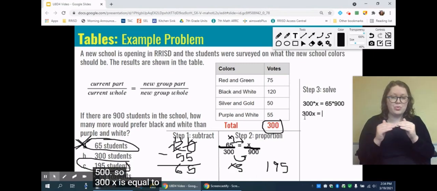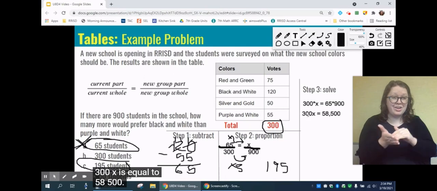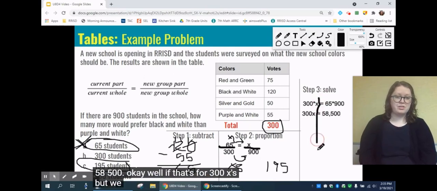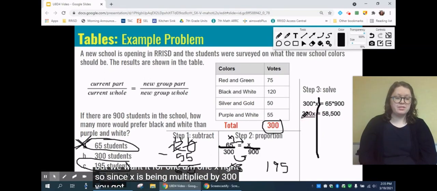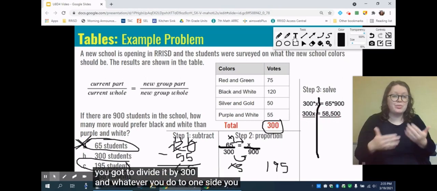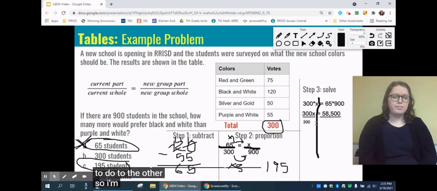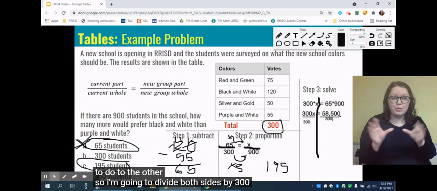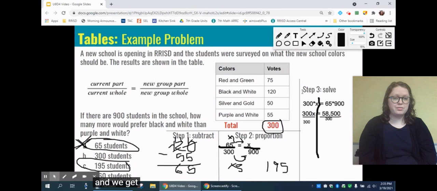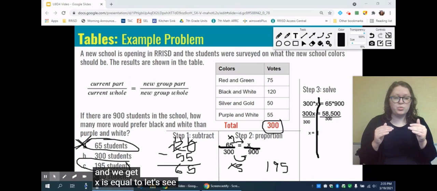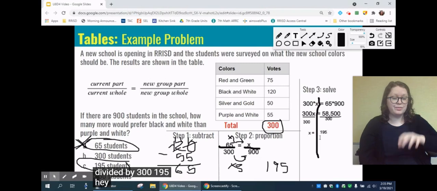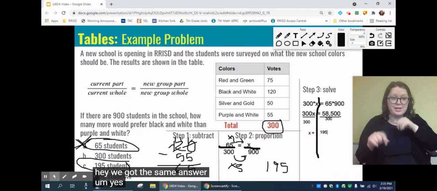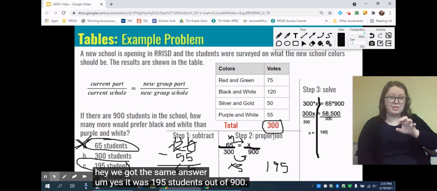So 300x is equal to 58,500. Well, that's for 300 x's, but we want it for one x, right? So since x is being multiplied by 300, you have to divide by 300. And whatever you do to one side, you have to do to the other. So I'm going to divide both sides by 300. And we get x is equal to 195. Hey, we got the same answer. So it's 195 students out of 900.